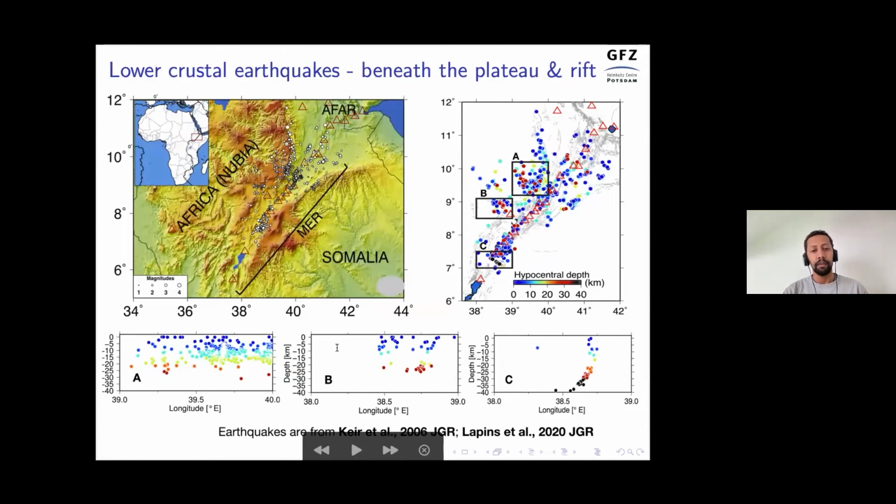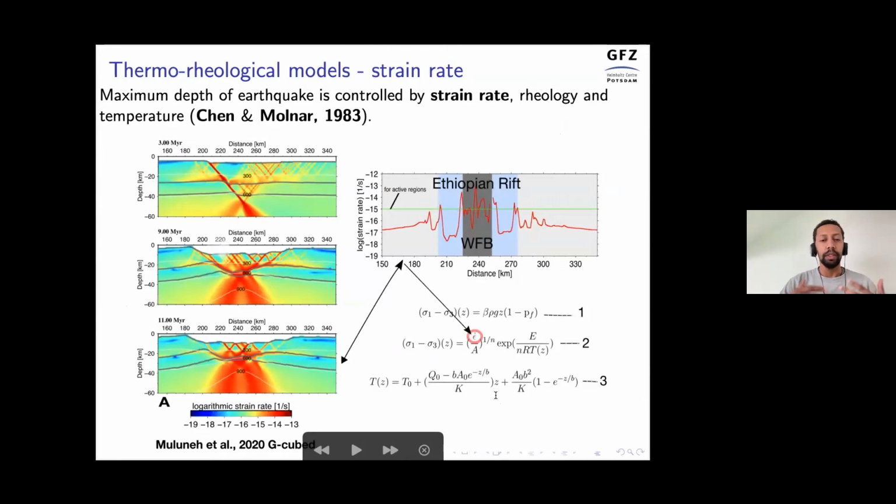So this is the distribution of seismicity, and this is the area where they observed lower crustal seismicity. As you see here, it runs up to 40 kilometers, which is a boundary, the Moho. So they have earthquakes that penetrate the entire crust. In this case, we didn't need to run a new complicated model, obviously, because we have seen that the rheology doesn't explain the lower crustal seismicity.